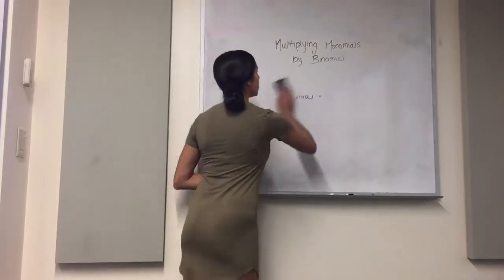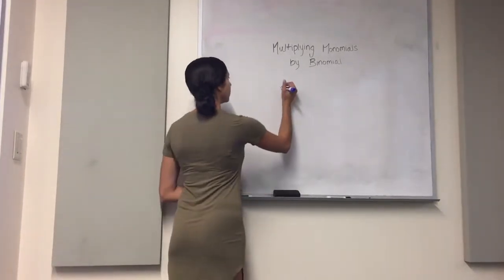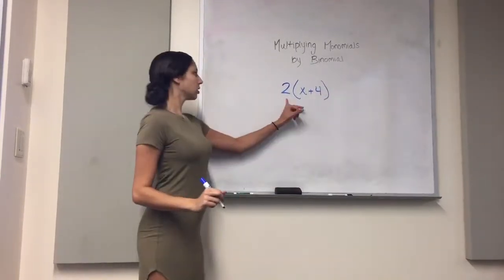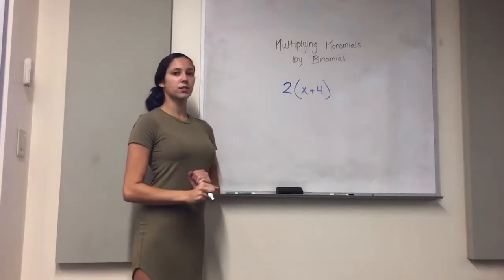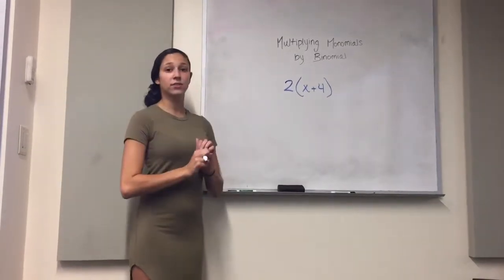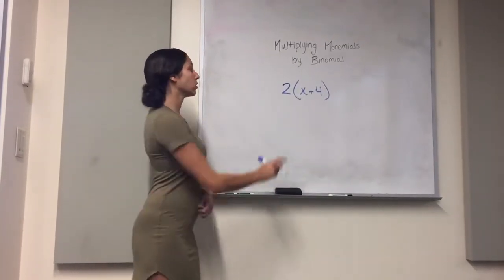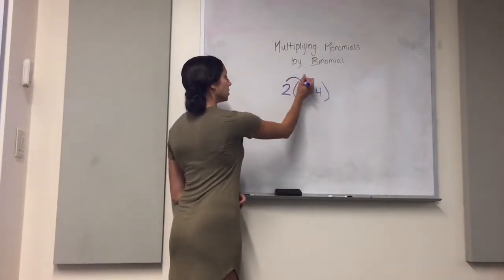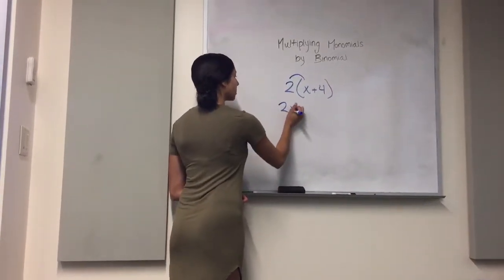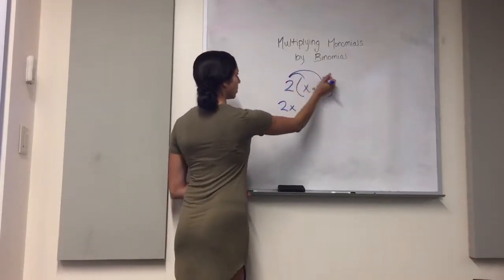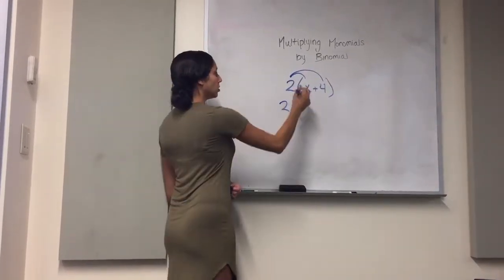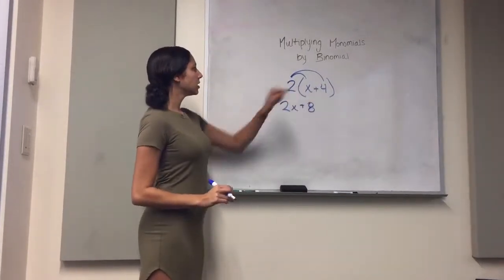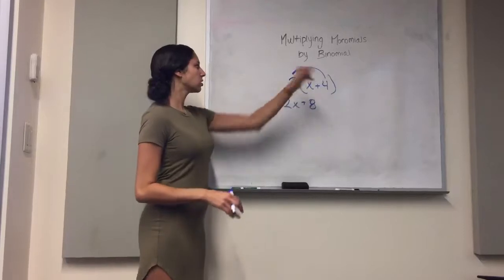So now we're going to start by doing 2 times x plus 4. So here we have a monomial times a binomial. And in order to do this, we're going to have to distribute. In order to distribute, you need to take your first term and bring it to both of these terms separately. So first, we'll take our 2 to our x, and we'll get a 2x. And next, we're going to take our 2 to our 4, and we're multiplying here. So 2 times 4 would be 8.